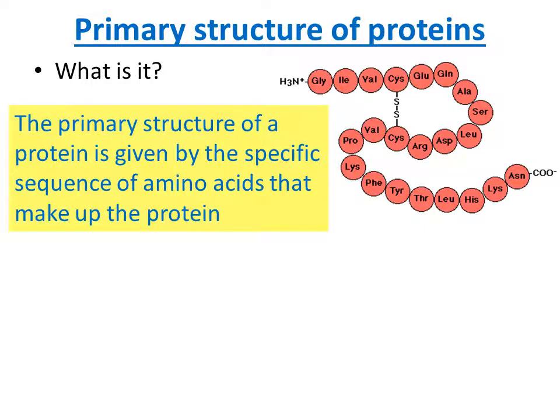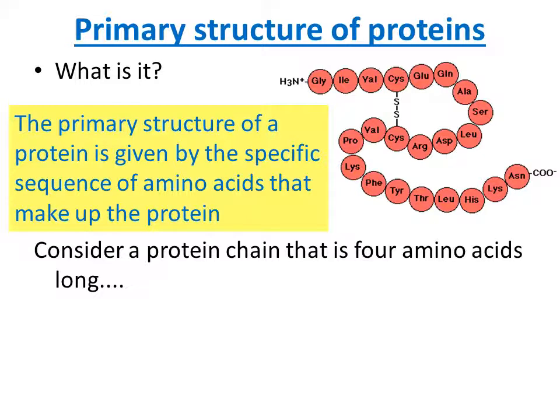So the primary structure of the protein is the specific sequence of amino acids that make up the protein. Now we're going to come onto this on the next PowerPoint and go through the organisation of the proteins. But let's just have a think about the possibilities and the possible different arrangements that you could get.